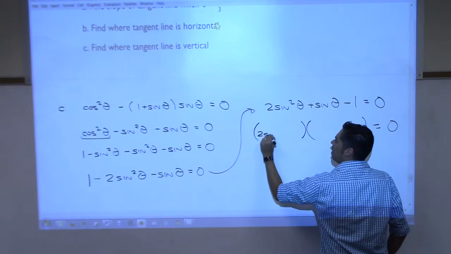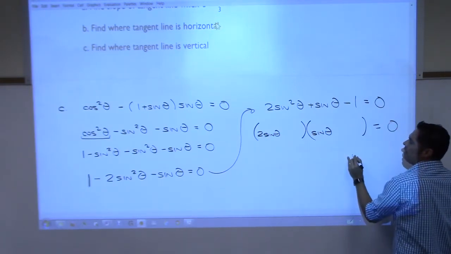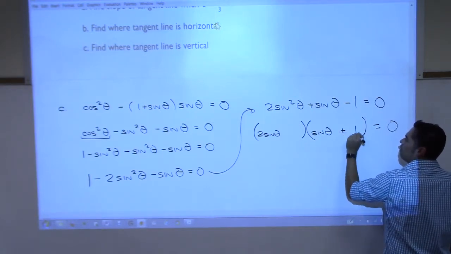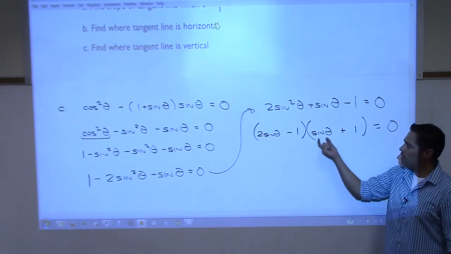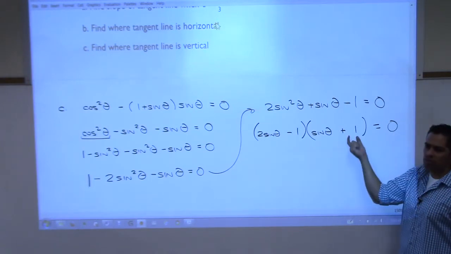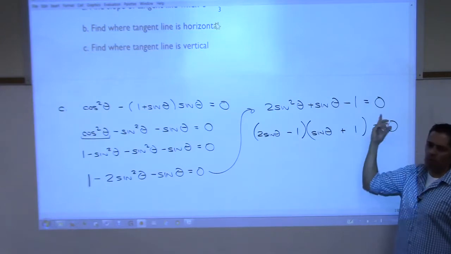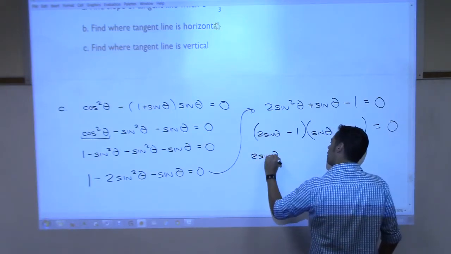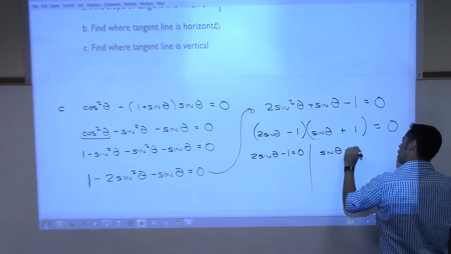Like this is just 2 sine theta, and then I'm hoping this is going to work out. Plus 1 minus 1. So does this work? 2 sine squared plus 2 sine theta minus sine theta, and then minus 1. And now set each of those equal to 0. 2 sine theta minus 1 equals 0, and then the other one, sine theta plus 1 equals 0.